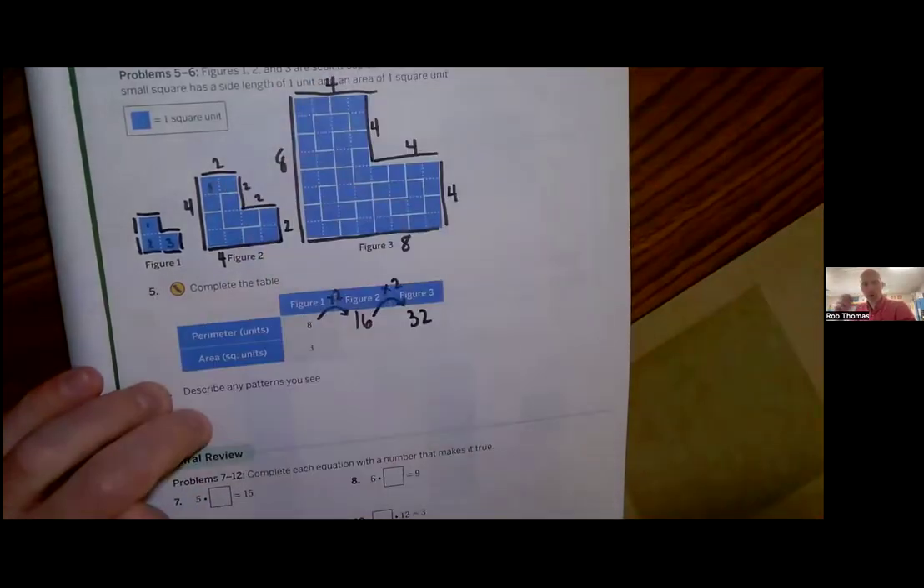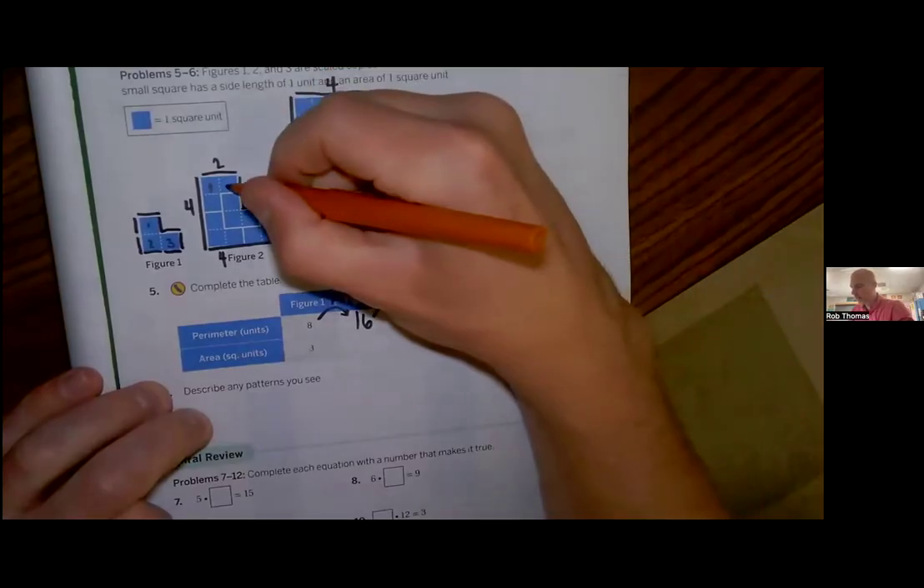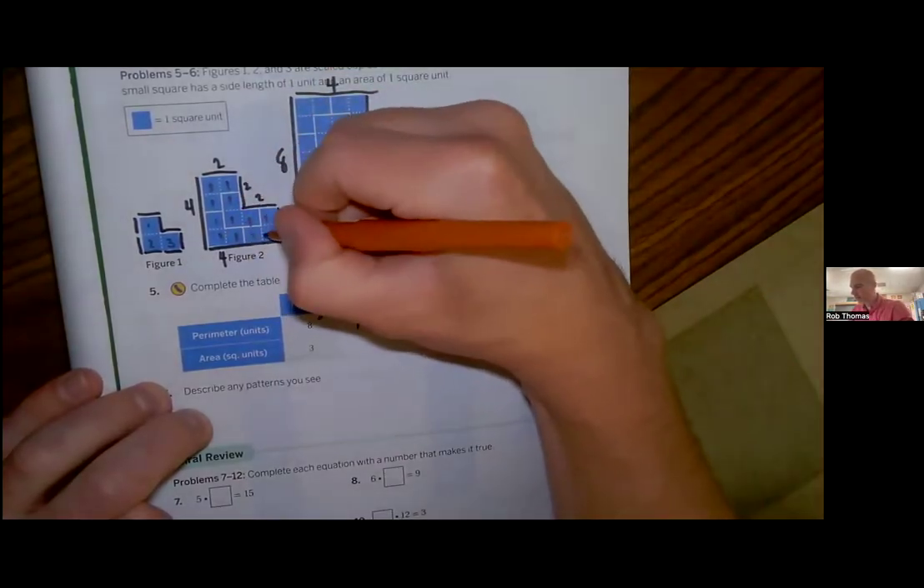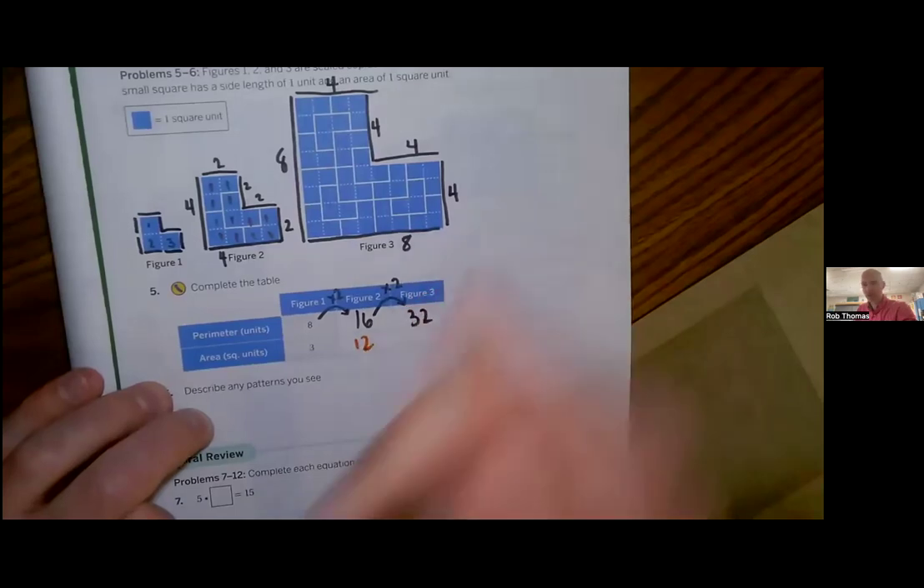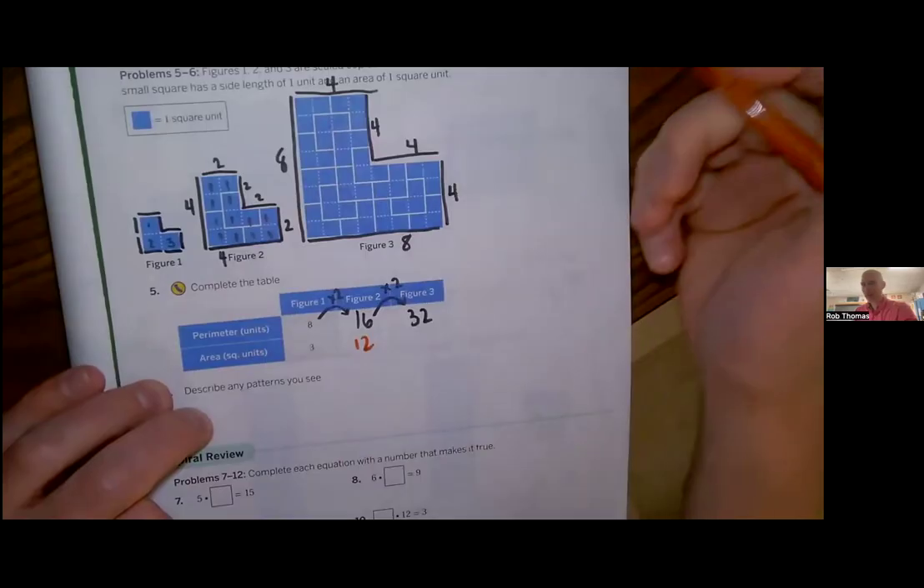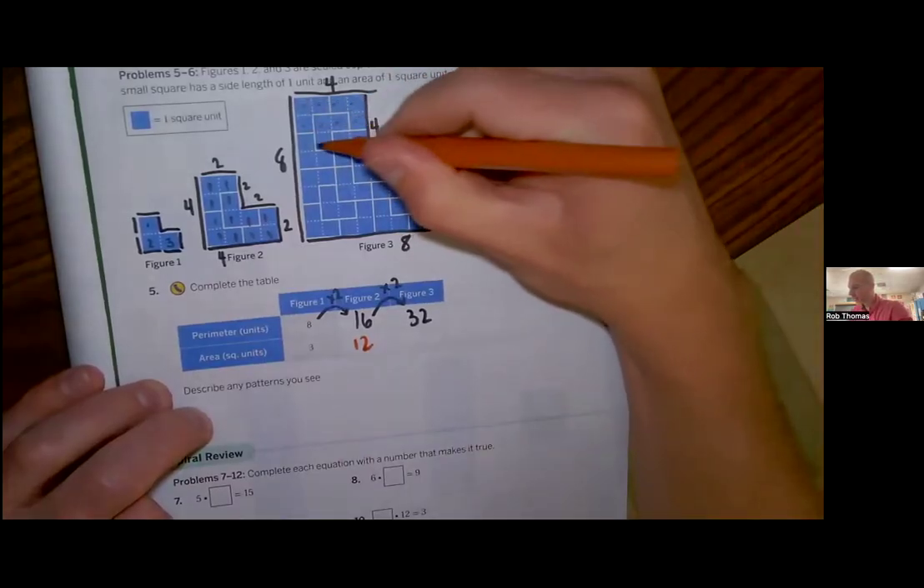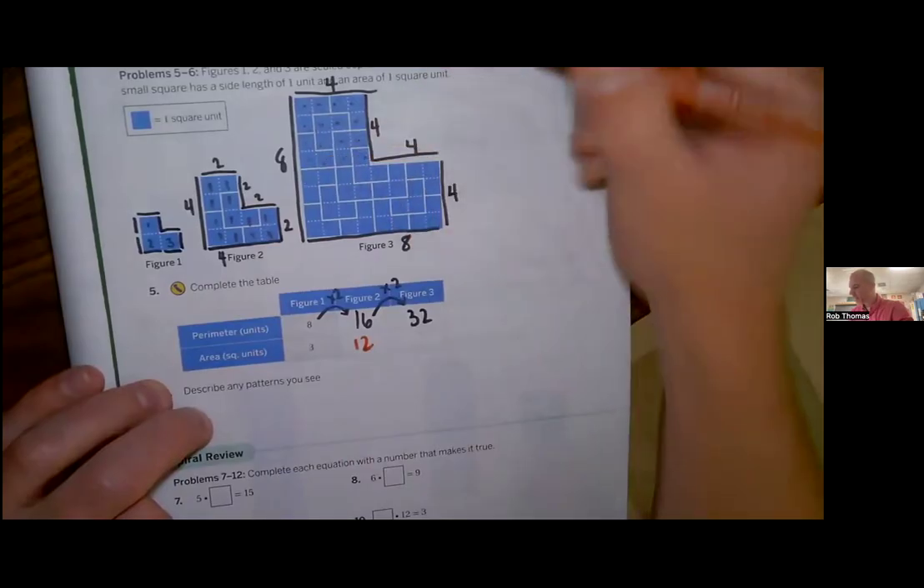Okay, now let's look at areas, and I'll switch to brown. One, I'm just going to put a little mark in each one as I count it to help myself keep track. 2, 3, 4, 5, 6, 7, 8, 9, 10, 11, 12. Okay, so the area of figure two is 12. And that's a lot of boxes to count up there, but I'll just do it real quick. 1, 2, 3, 4, 5, 6, 7, 8, 9, 10, 11, 12, 13, 14, 15, 16.